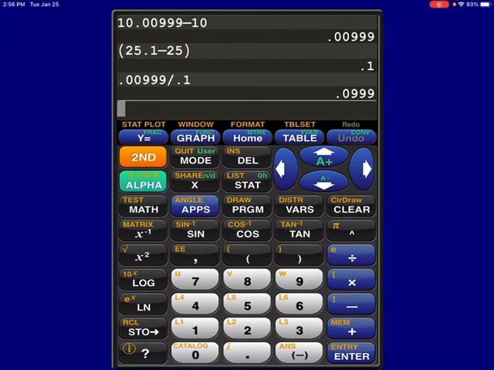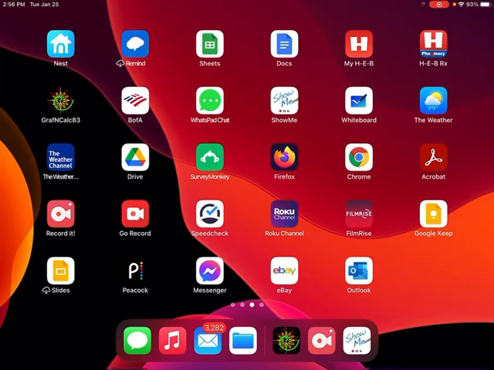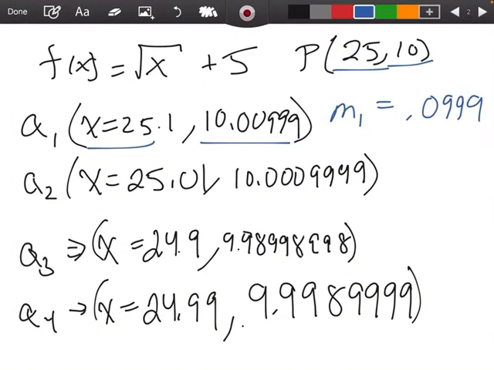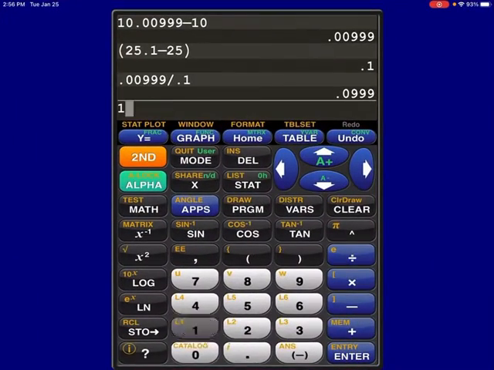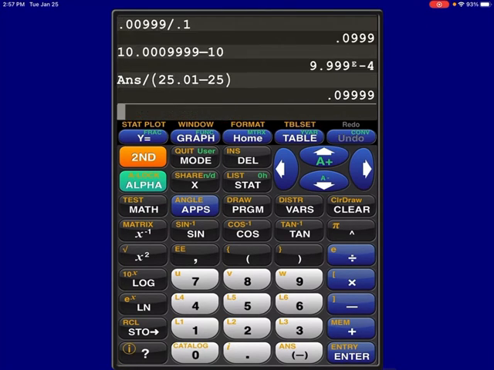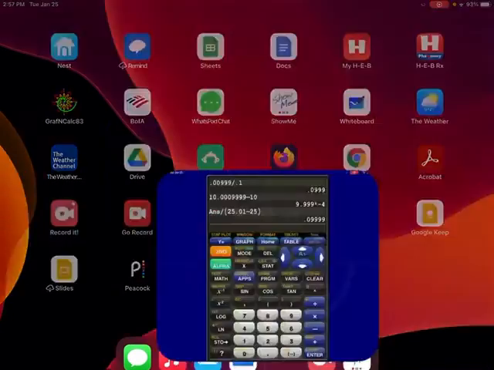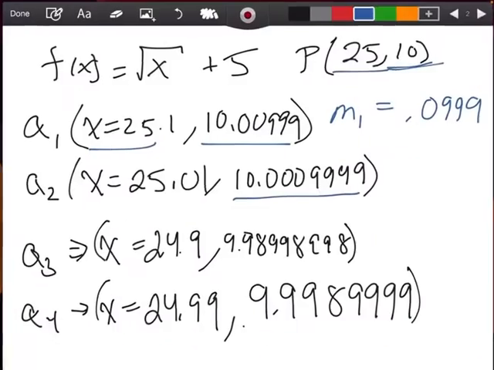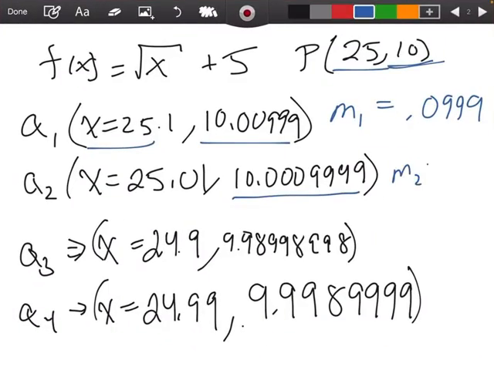Okay, now we're going to take this value minus that. So 10.0123 and then 1, 2, 3, 4, minus 10, divided by 25.01 minus 25, and I'm coming up with 0.0 and then 4 nines. Yeah, 0.0 and then 4 nines. So I'm going to call this M2, 0.0 and then 1, 2, 3, 4. Okay, call this one here M3.